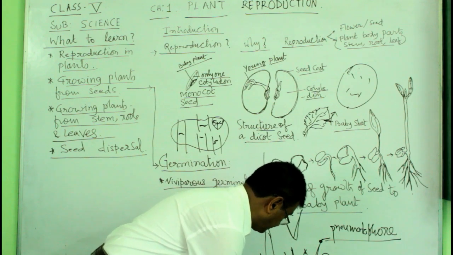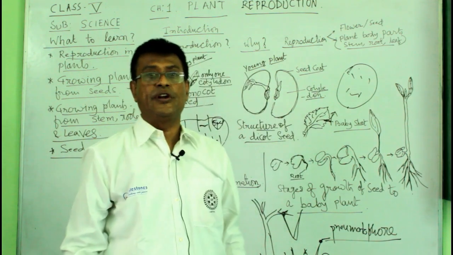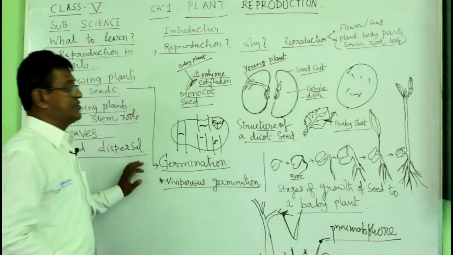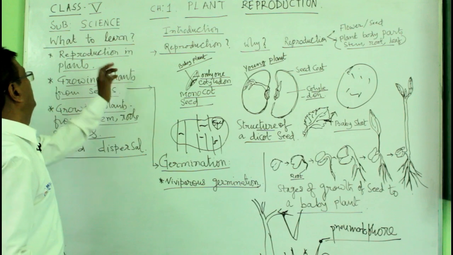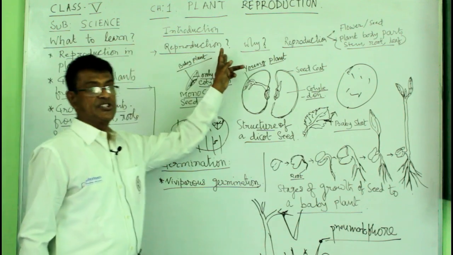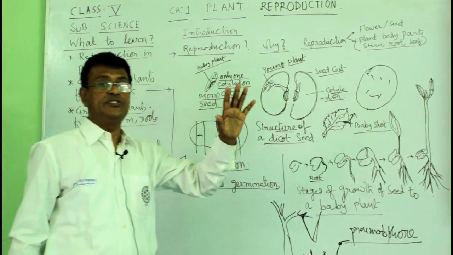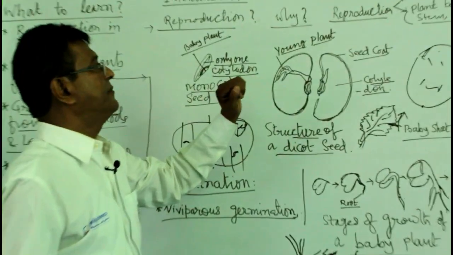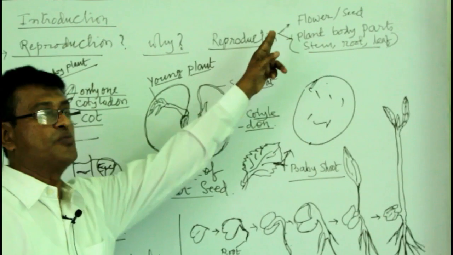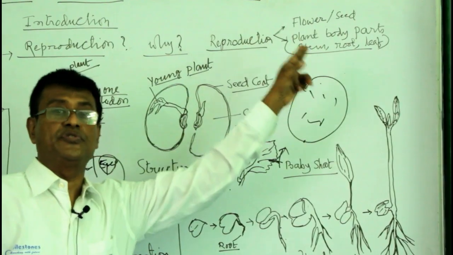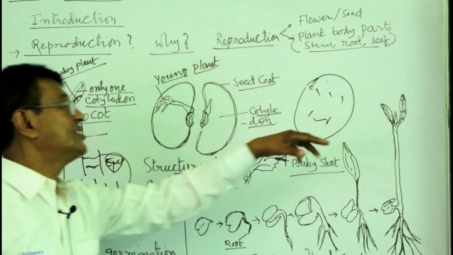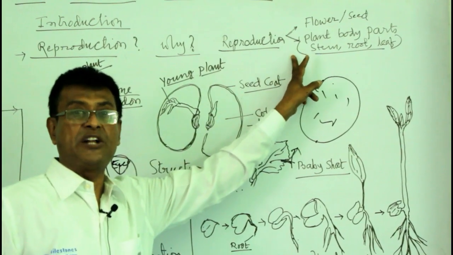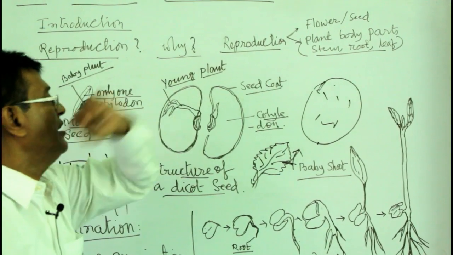Right. So, children, this is all about your chapter on dispersal. Let us revise: what is reproduction? Reproduction is a process to keep the generation going. Then, how many types of reproduction are there in plants? A plant reproduces by flower, fruit or seeds. While another type is by plant parts, the plant body, that is stem, root and leaf.